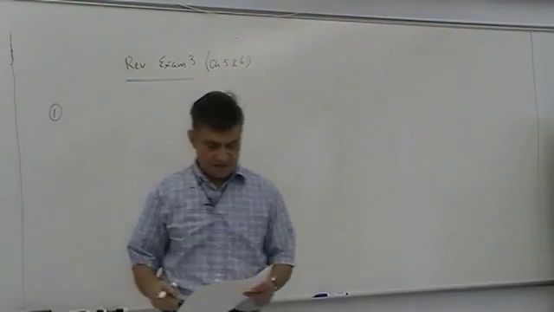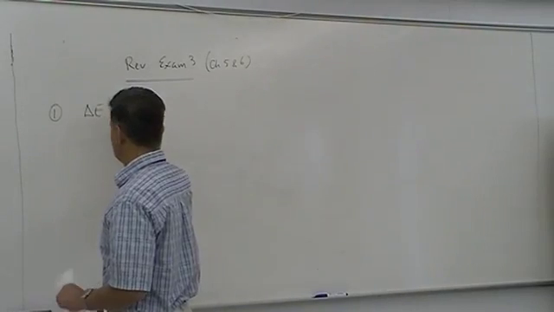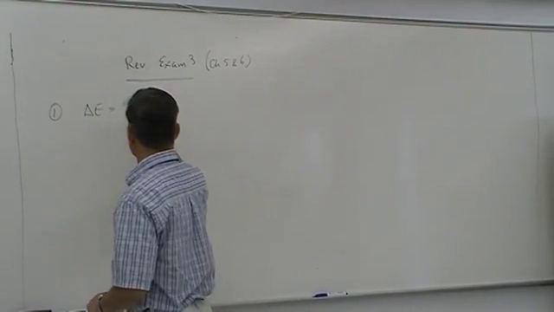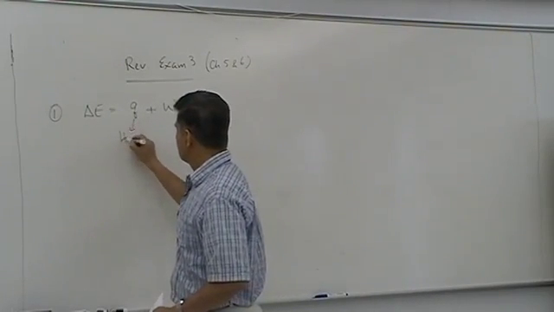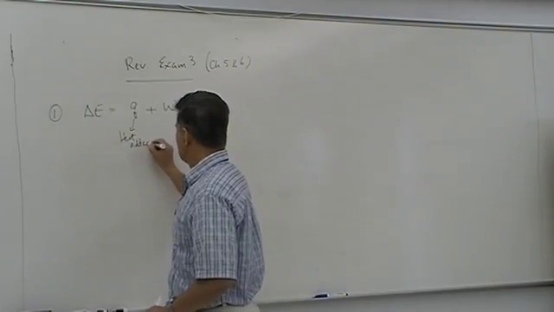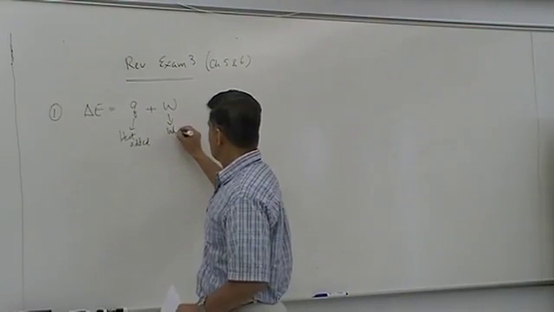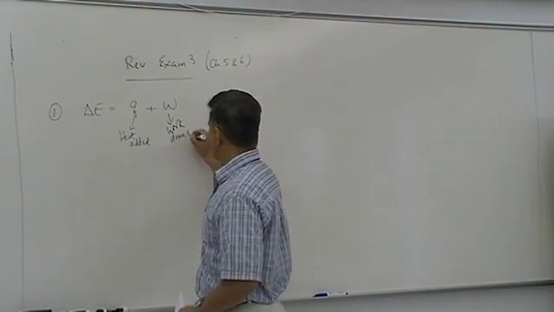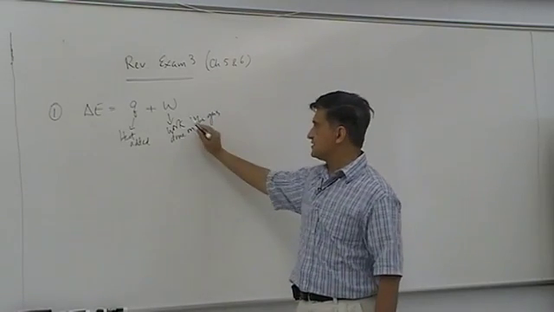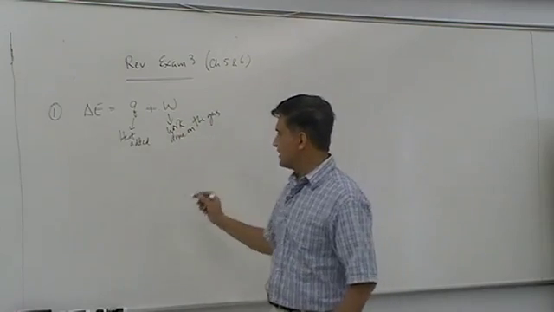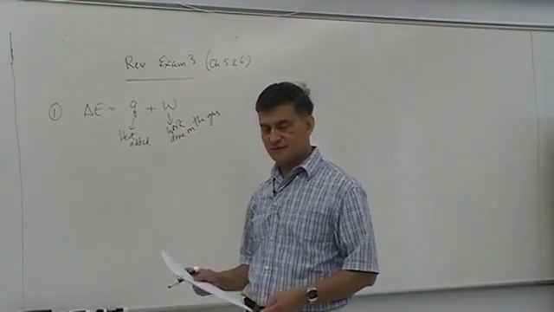One of the questions would be a simple application of this expression. Delta E, the change in internal energy, is given by Q plus W. Q is the amount of heat added, and W is work done on the gas. But if it is work done by the gas, then there will be a negative sign in front of it. So there will be a simple application of this expression, which is based on conservation of energy.